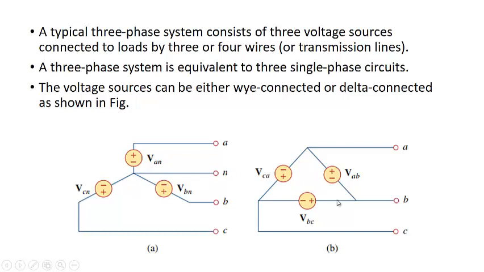We have another system. We can connect them in delta. They are connected end to end to each other to form a ring. Such a ring type is known as a delta.